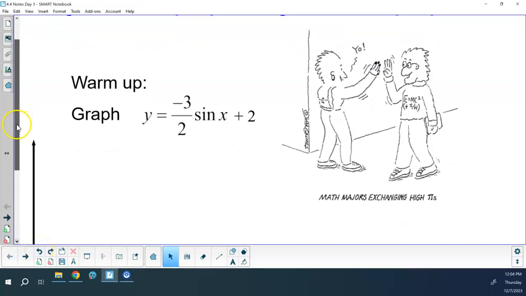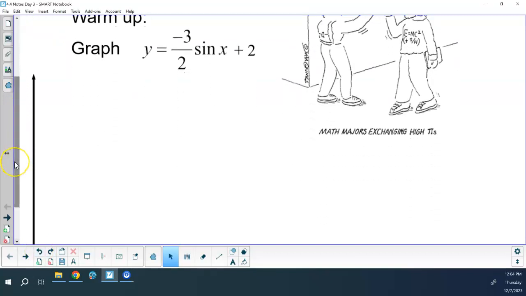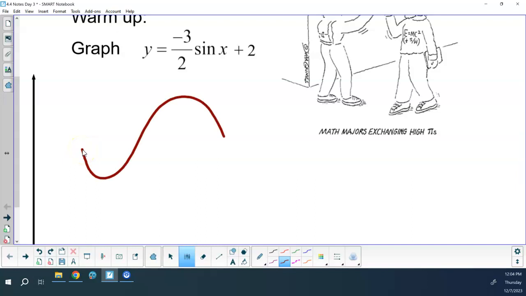So, a negative sine curve starts where? Starts in the middle, then goes down, then comes back to the middle, then goes up, then ends in the middle. So a negative sine curve looks like that. Okay.